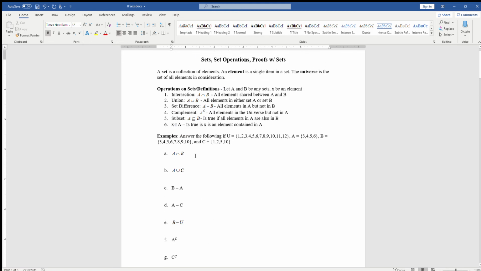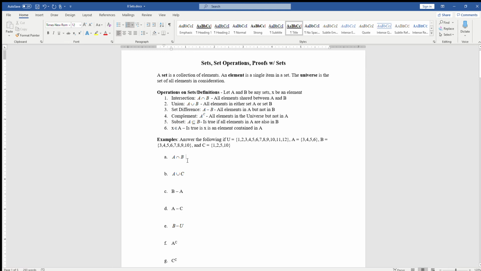So the first one we have is A intersection B. So if I look at set A, I notice that set A has 3, 4, 5, 6, and then I also notice that set B has 3, 4, 5, 6. I notice that set A does not contain 7, 8, 9, or 10. So set A intersect B is going to be 3, 4, 5, 6, since those are the elements that are shared between A and B.